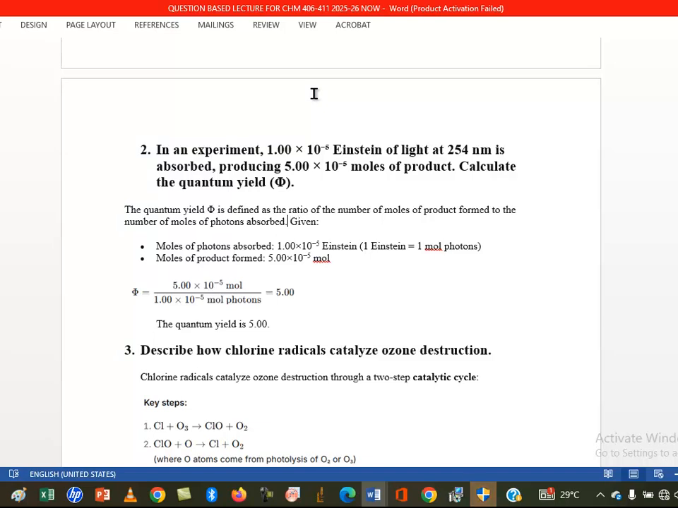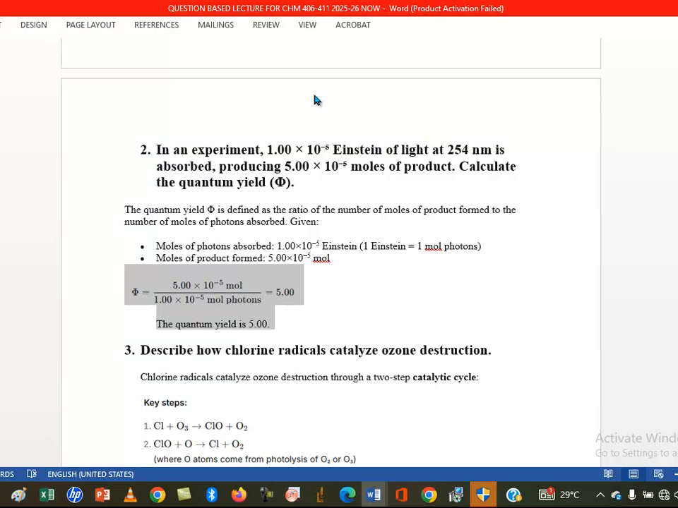Now, the quantum yield is defined. You don't need to define the quantum yield for me, so this is not necessary. All I need you to do is just give me the calculation and the answer, which is what you have here.